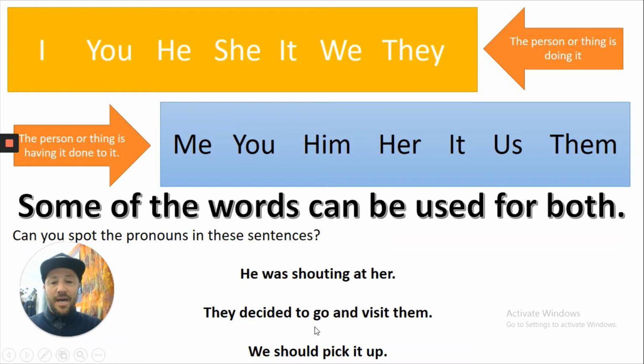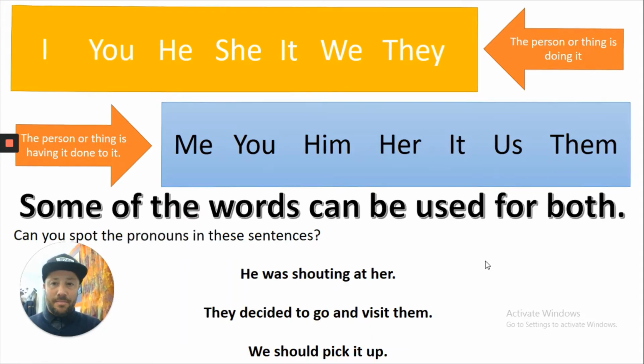And we could have Billy, Bobby, and Dave decided to go and visit Sandra, Deborah, and Lisa. But actually, they decided to go and visit them. So we're taking out the nouns. We're putting in the pronouns. We should pick it up. So in that case, me, Dave, and Bob should pick the sticks up off the floor, but that can change to we, that's our collective, should pick it up. So instead of saying we should pick the stick up, we should pick it up. So it replaces the noun. The pronoun replaces the noun.